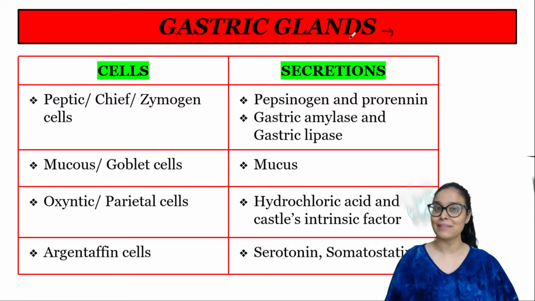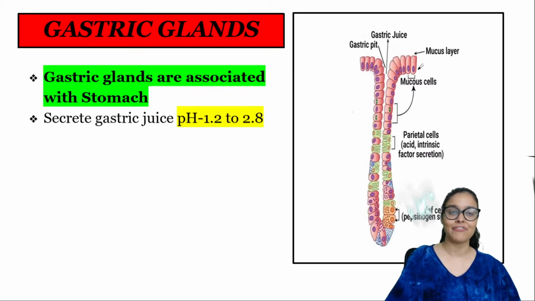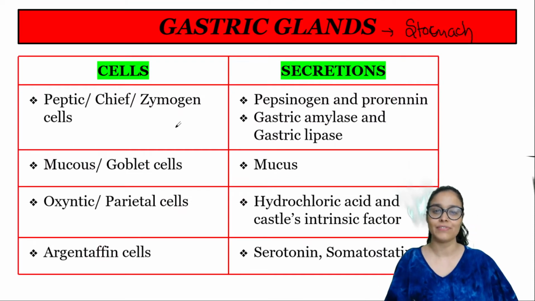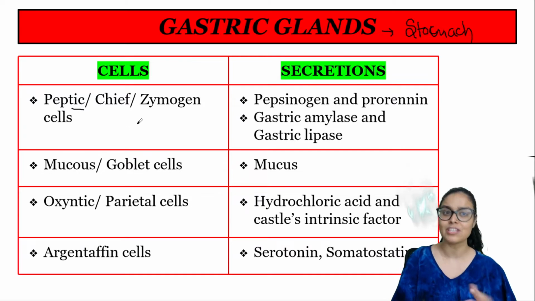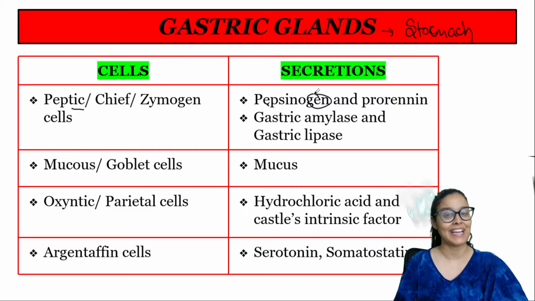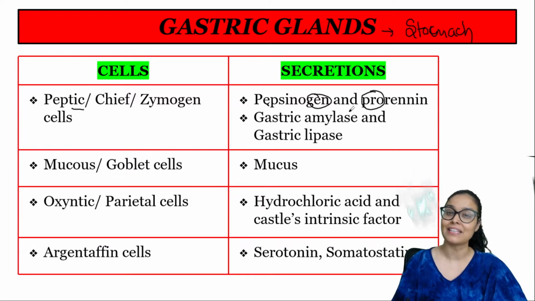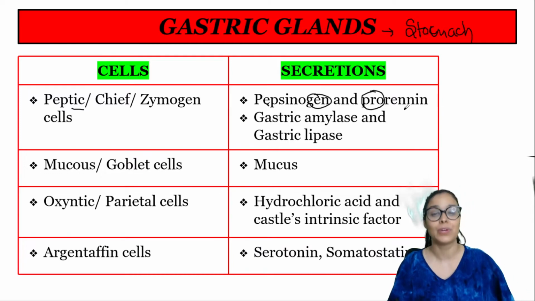But gastric glands means glands associated with the stomach. So which glands are associated with the stomach? You have to remember. It has various cells which secrete enzymes. It has the peptic cell, which as the name suggests secretes pepsinogen. Wherever the suffix gen is written, it means inactive, and where pro is written as a prefix, it also means inactive. So these two enzymes are in inactive form.